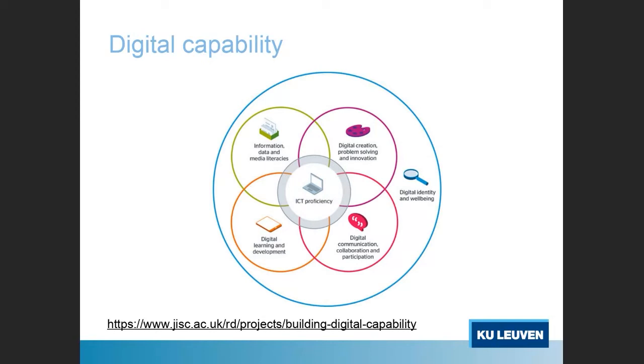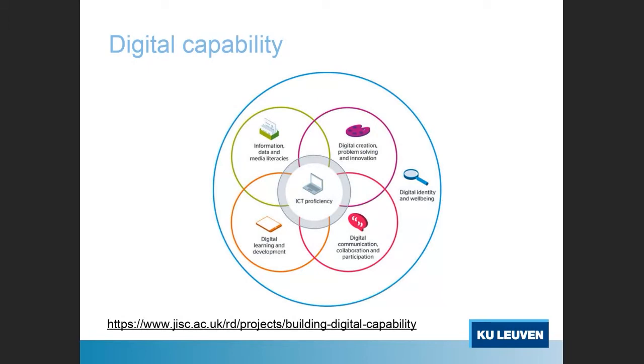And they identify mainly 4 components when it comes to digital capability. It's about information, data, and media literacies. It's about digital creation, problem solving, and innovation. It's about digital communication, collaboration, and participation. And it's also about digital learning and development. And then the outer circle is digital identity and well-being. I come back to that later. Let's focus first maybe a little bit on the light green circle, information, data, and media literacies.